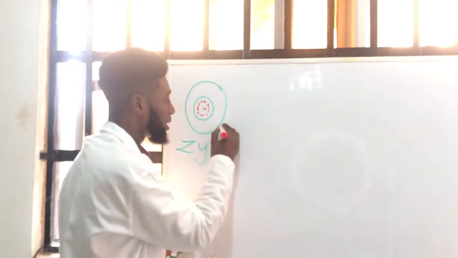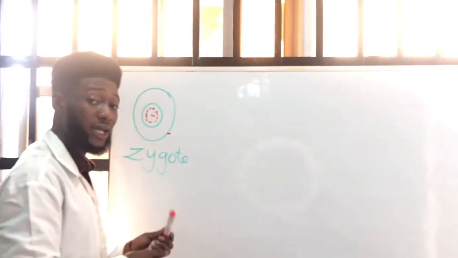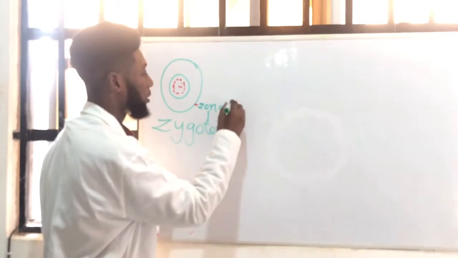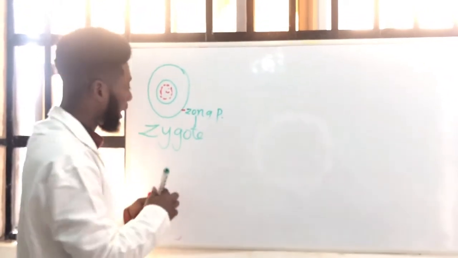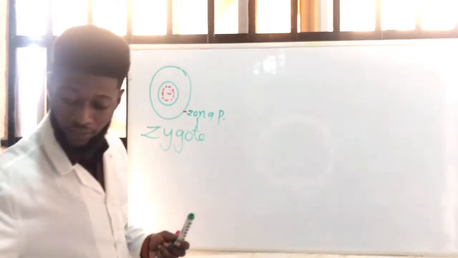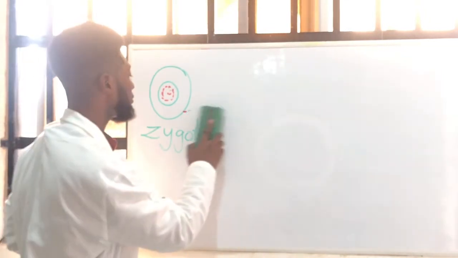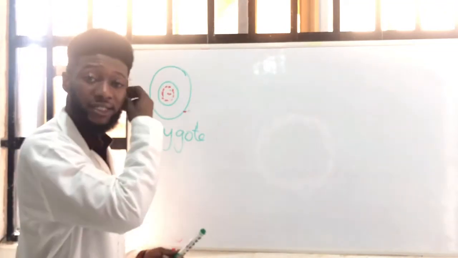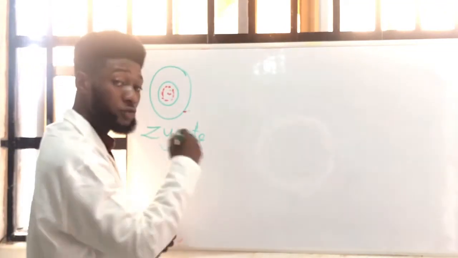But what am I really saying with the zygote? It is here where the ovum has its barrier. The barrier I am talking about is the zona pellucida. In this stage, we consider the zygote. That's fine. And from the zygote, the nucleus will divide, and the cell will divide into two-cell stages.